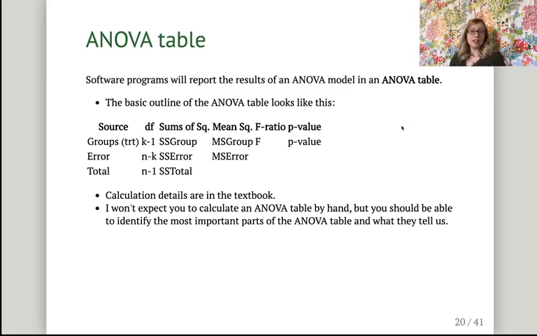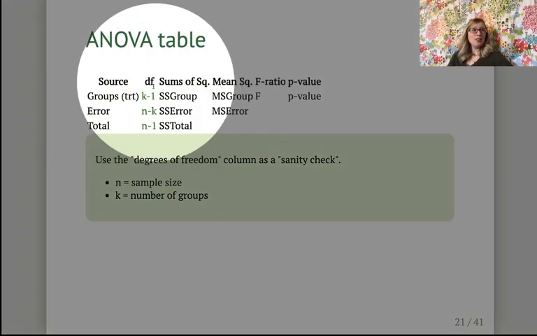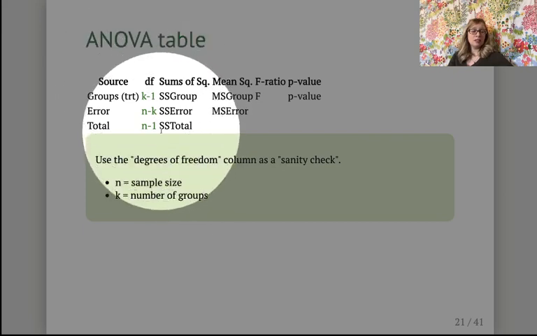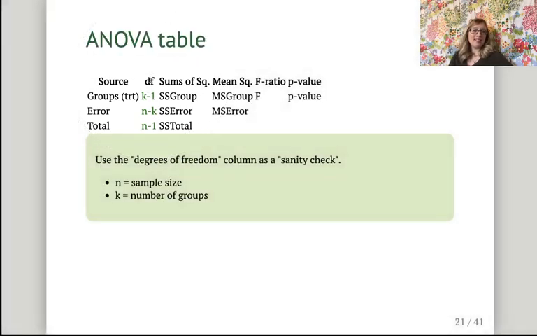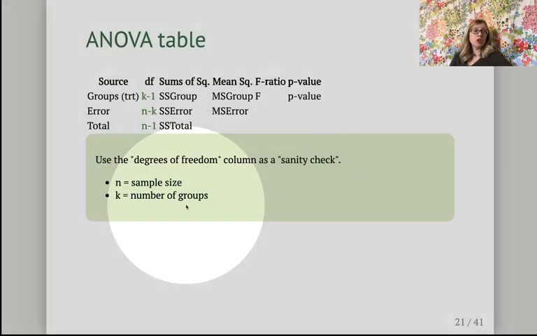The calculation details are in the textbook. What I'd like to do is go through just the most important parts of this table. So the first column are the degrees of freedom. More than anything else, I like to use this degrees of freedom column as a sanity check. So this should contain, in the groups or in our variable or treatment row, whatever the number of groups is, k minus 1. So if we have 3 groups, this should have 2 degrees of freedom.